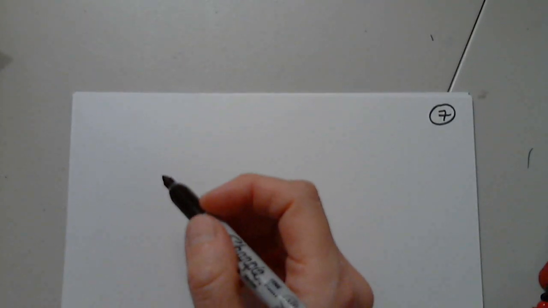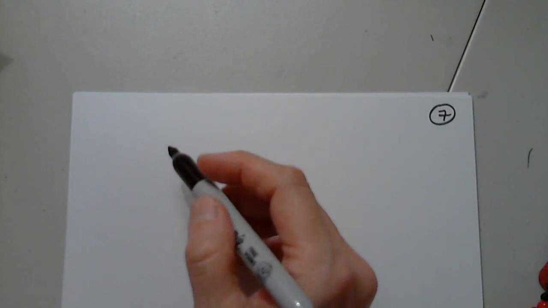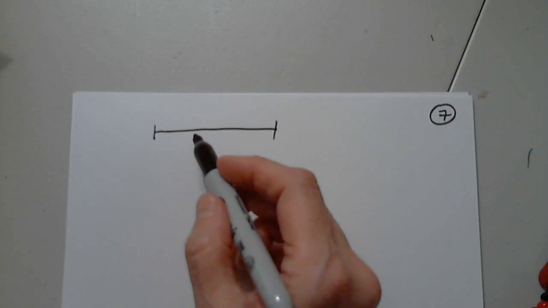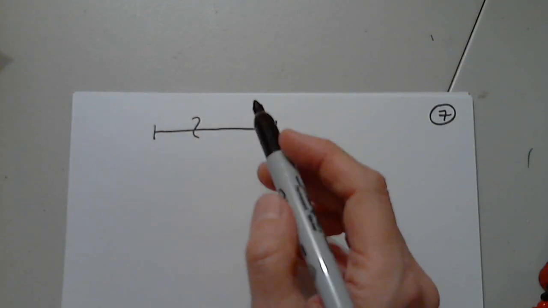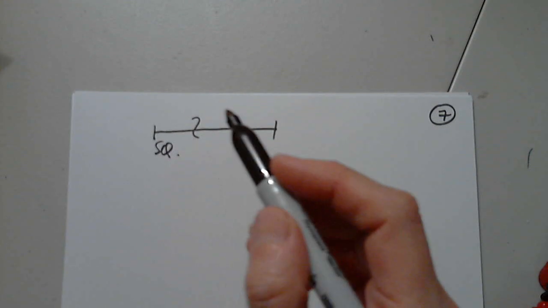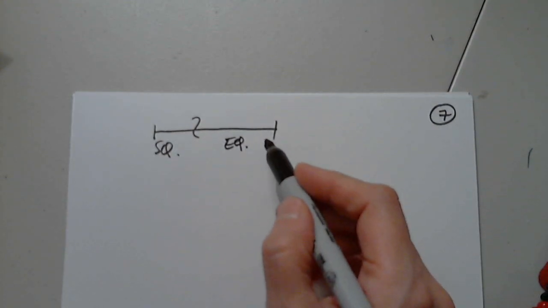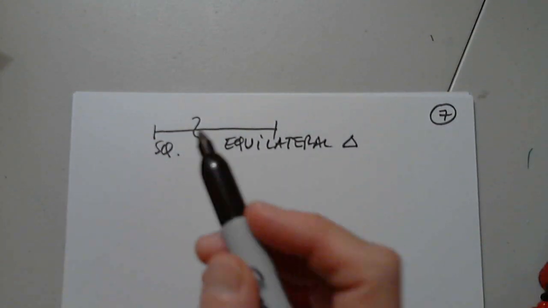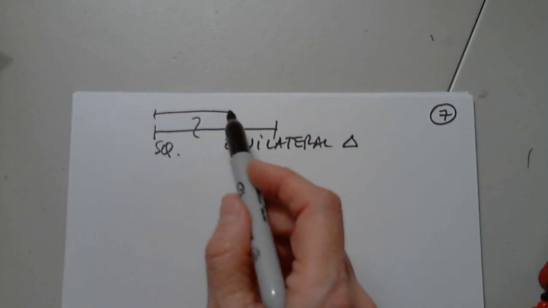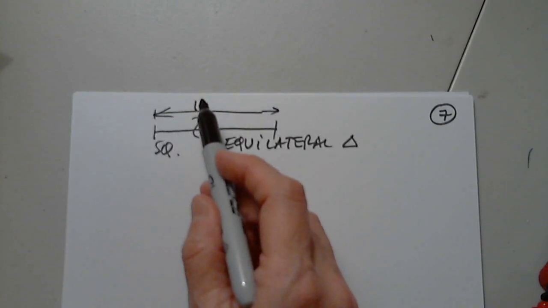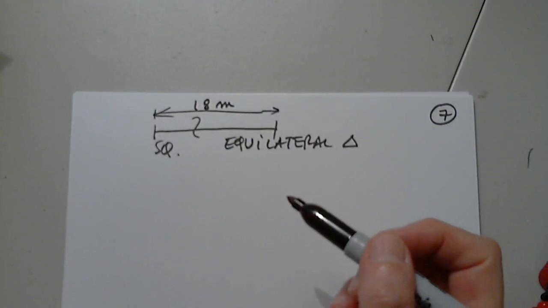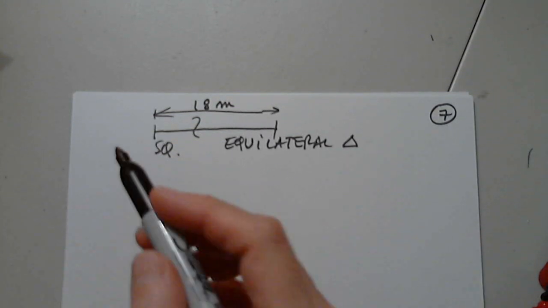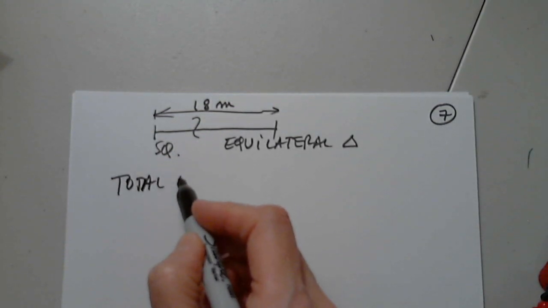It's where there's a piece of wire that's 18 meters long. It's cut into two pieces. One piece is bent into a square, and the other is bent into an equilateral triangle. It's a two-part problem where one is trying to maximize and one is trying to minimize the total area. So we need to look at the total area.